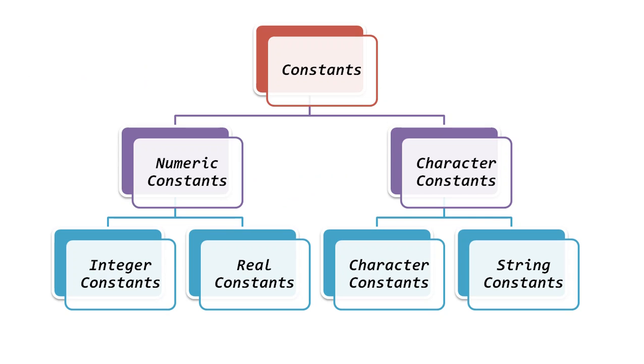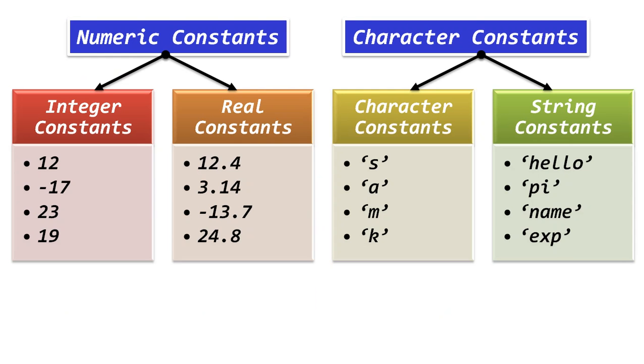Next one is constants. What are the various constants? Numeric constants are there, character constants are there. Inside numeric constants, integer values are there, real values are there, and inside character constants, character and string constants are there. String is a combination of characters basically. This one is an example. Integer constants: you can write 12, minus 17, 23, 19. These are the integer constants. You can take positive value or negative value.